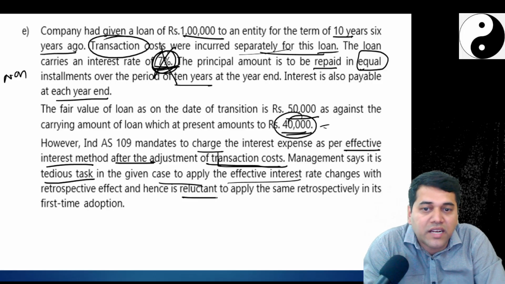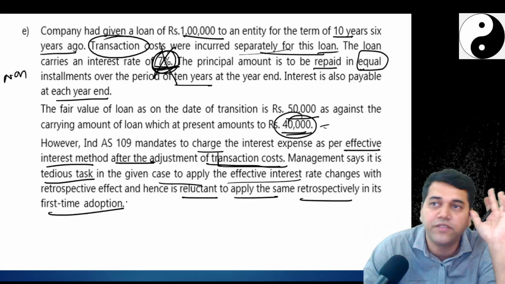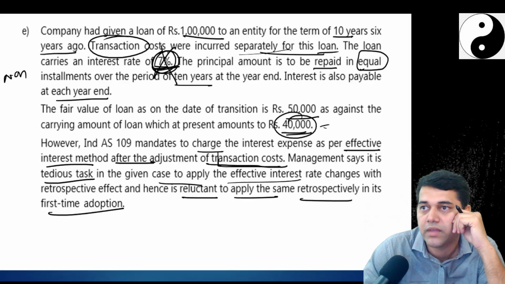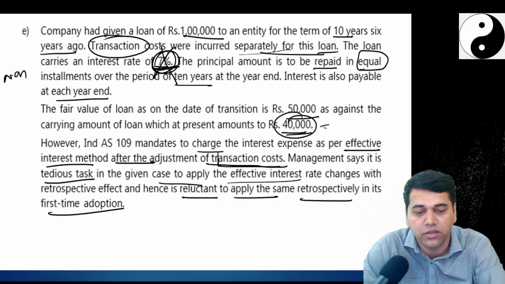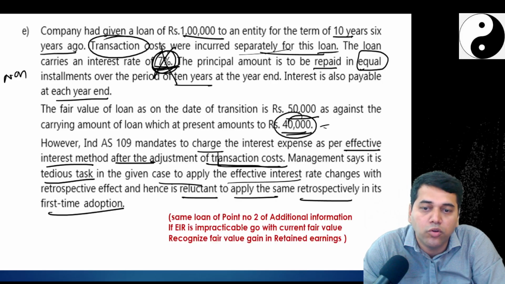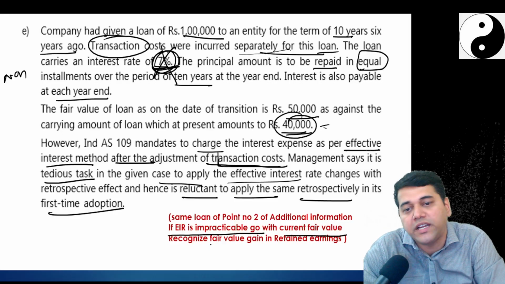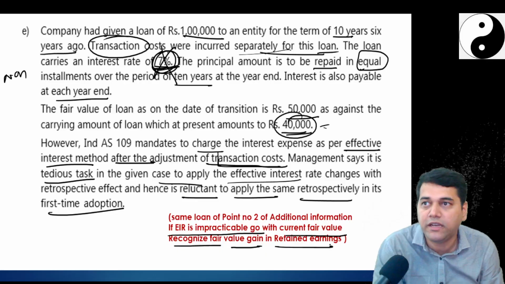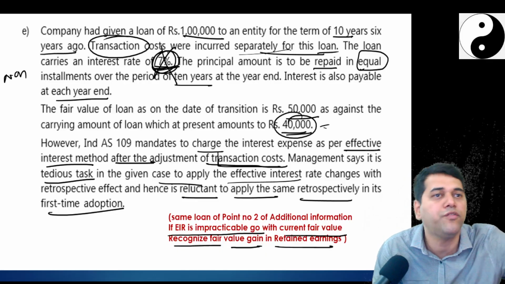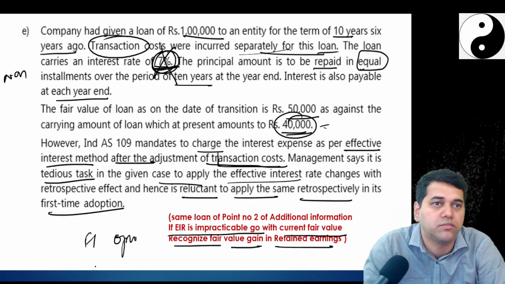Management says it is very tedious for us to apply the effective interest rate at this point of time. Hence, they are reluctant to apply the same retrospectively in the first time. They say that, sir, it is very difficult for us to do it from the beginning and find out, by adjusting EIR, what would have been the balance today and take this difference. So Ind AS says, as in point number 2 of additional information, if applying EIR is impracticable, you can take the current fair value and calculate the difference in the retained earnings. You can start with the fair value today, find out the new EIR, and going forward you charge it to the P&L. This is one option given for the financial instrument.